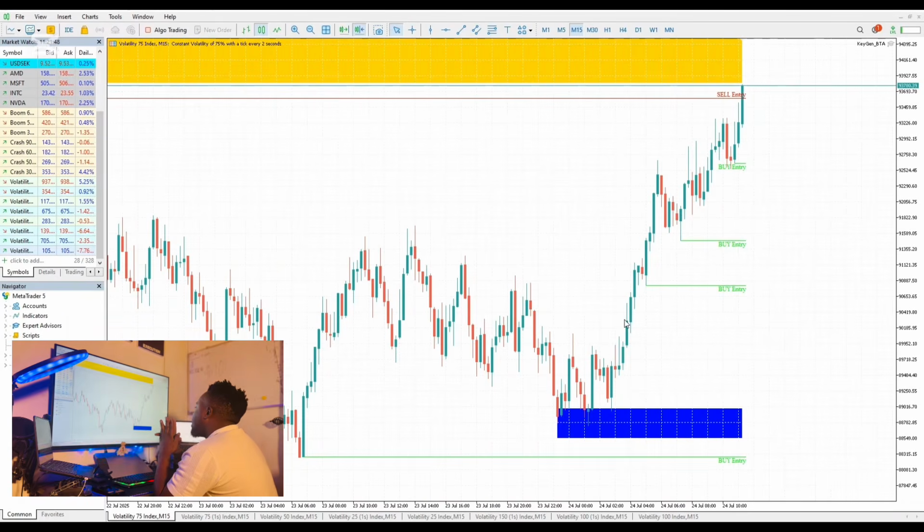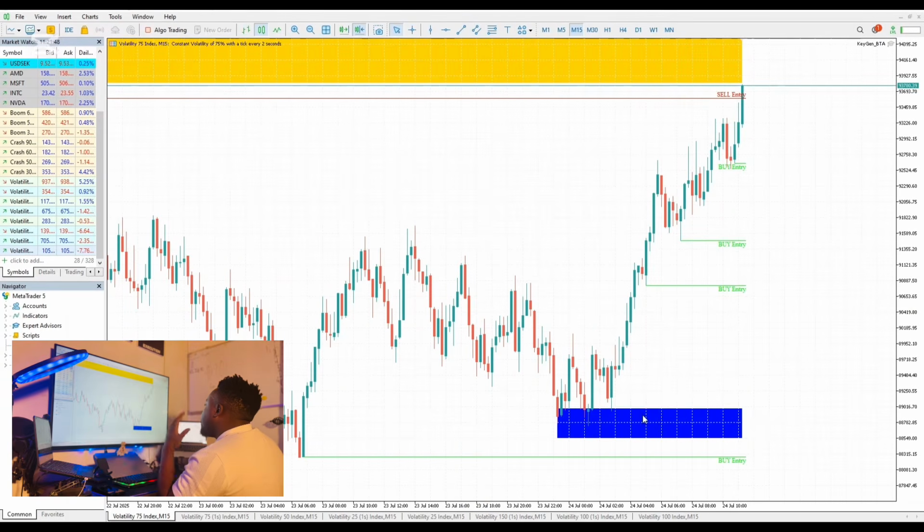Remember, your strategy should be able to give you two things only. Number one, it should be able to give you a high probability trend, and number two, it should be able to give you a turning point in the market. Those are the only two types of trades that you can actually take and make some profits. Okay, so this blue zone is a turning point, this yellow zone is also a turning point.